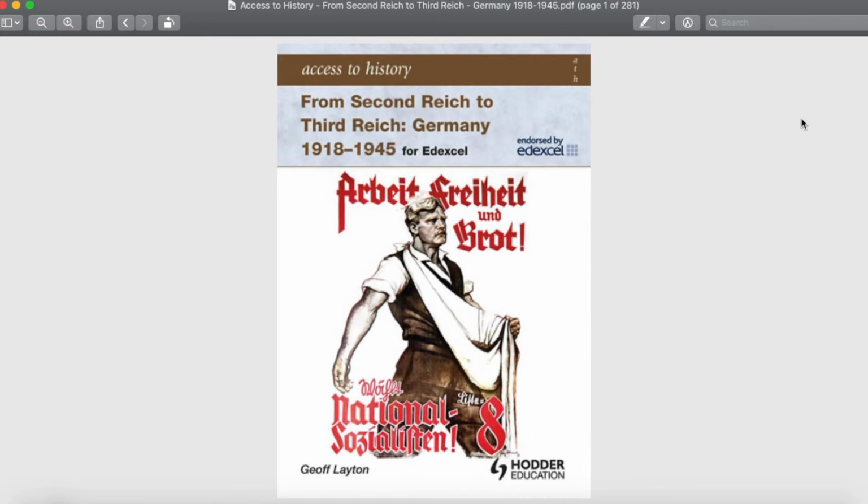It is richly detailed, it is simple to read, it has great summary charts and maps and statistics and everything you need to break down these complex topics. So I really recommend getting this book, From Second Reich to Third Reich, Germany, 1918 to 1945. It says Edexcel on here, but don't worry, it's completely fine for the Cambridge exams.